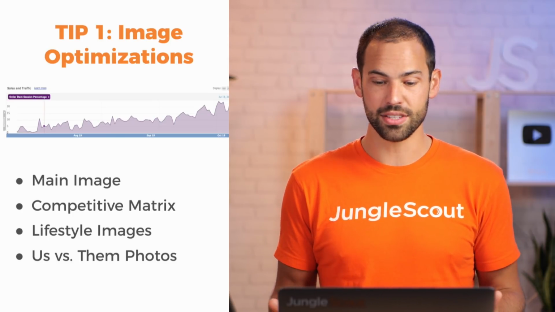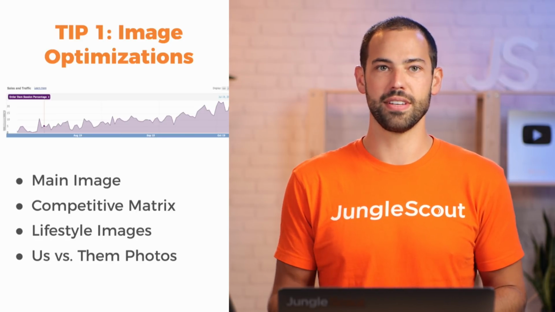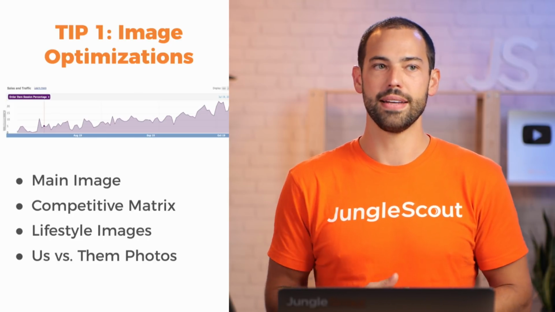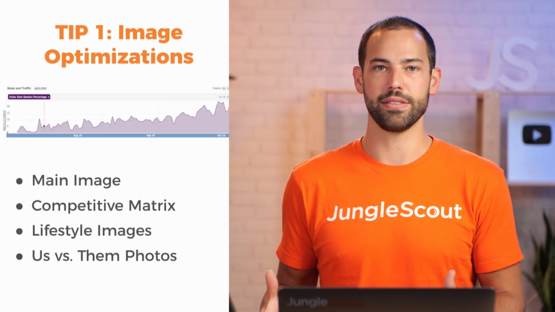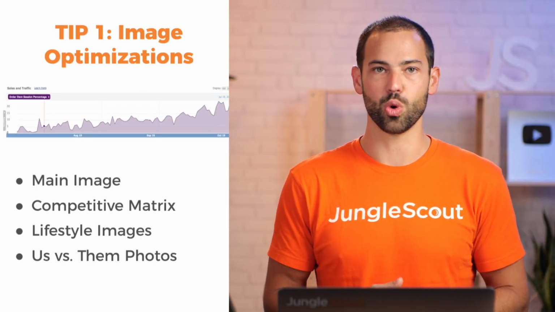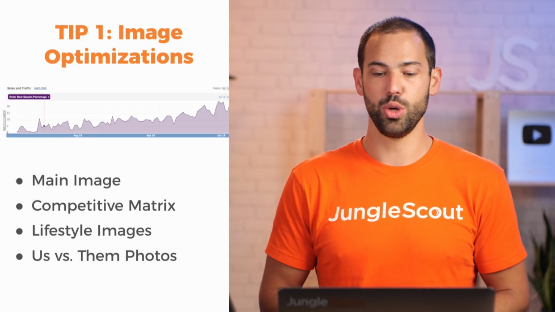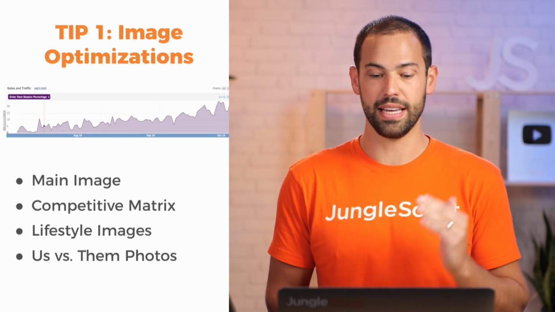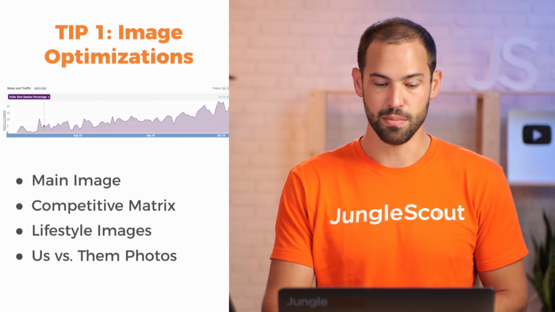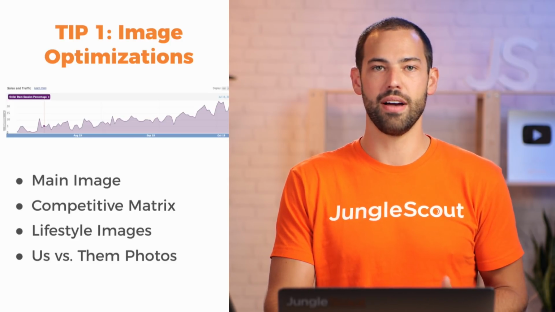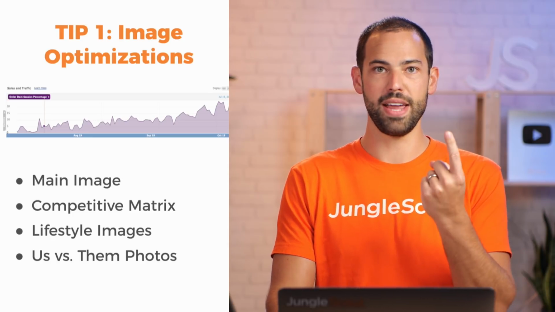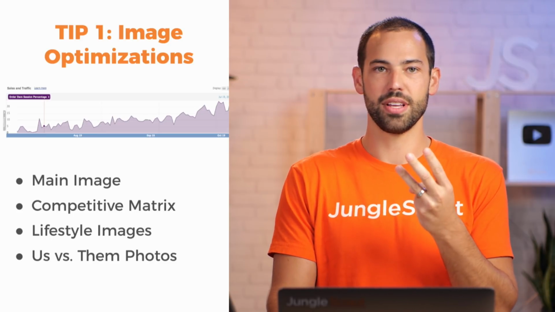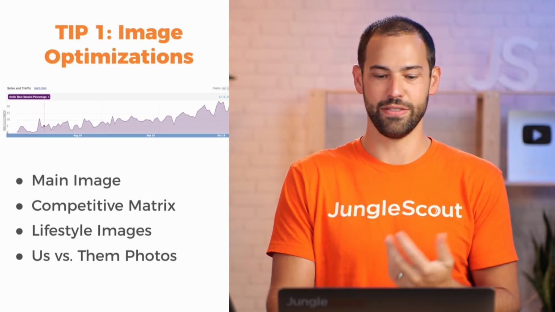The way we did this was split testing different images, and ultimately finding out which ones work the best and building those on top of each other. Now, in different niches or with different products, there are different types of images that are going to work better than others. But I'm going to share with you some of the biggest takeaways that we found from this and how we were able to steadily increase the conversion rate for this particular listing month over month. So the different types of images that I want to speak about here quickly are your main image, a competitive matrix, some lifestyle images, and then what I like to call us versus them photos or images.